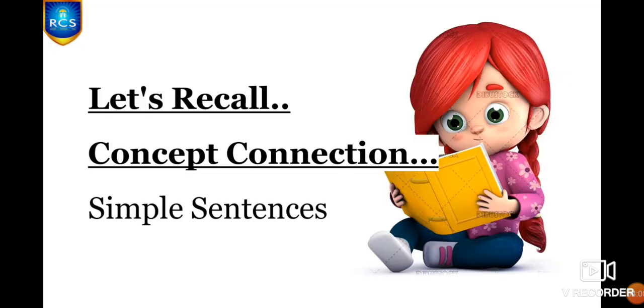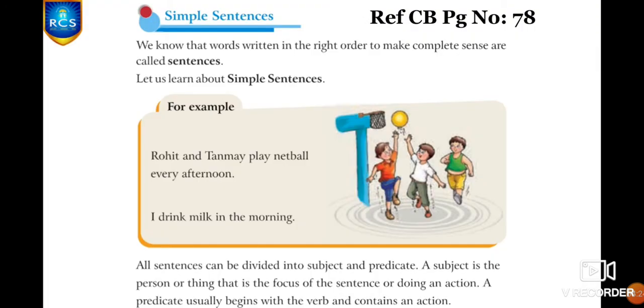And now I hope you all are clear with degrees of comparison and the 3 different degrees: positive, comparative and superlative, right? And next we are moving on to our next concept connection, that is simple sentences. We know that the words written in the right order to make complete sense are called sentences. And let us learn about simple sentences. Here they have given you some examples. Rohit and Tanmay play netball every afternoon. I drink milk in the morning.